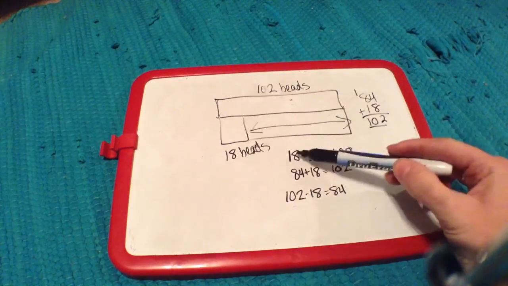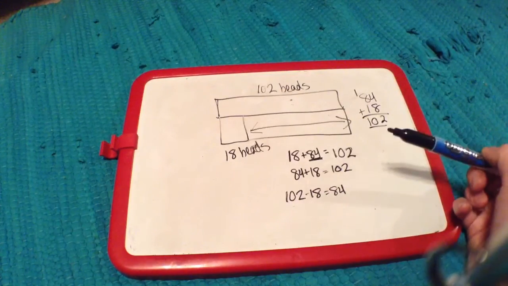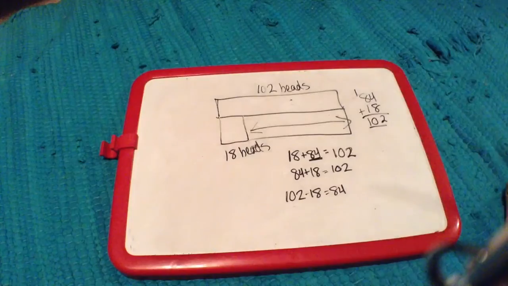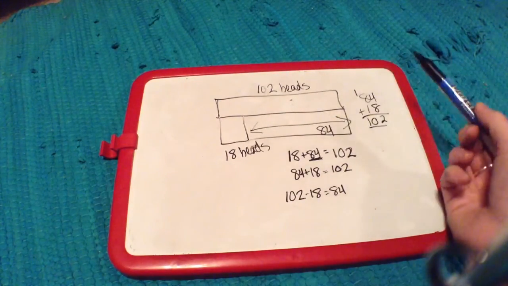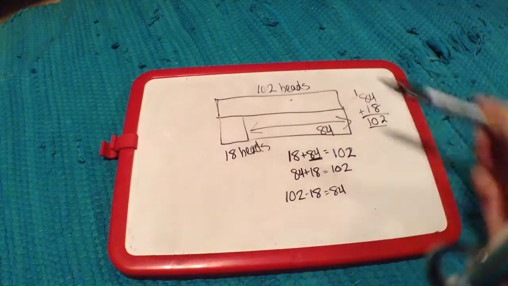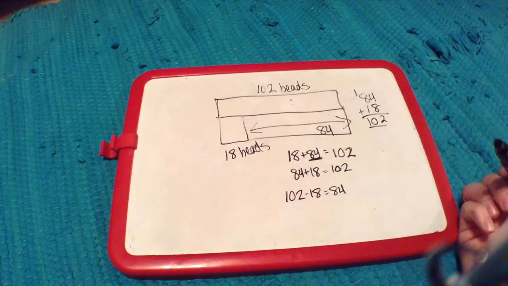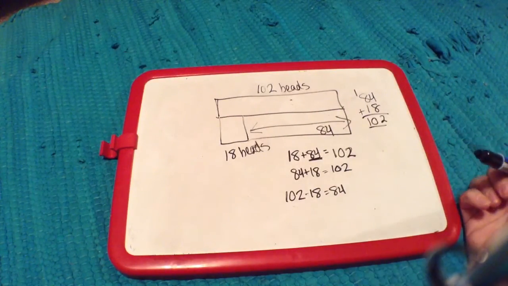Now, we flipped our add-ins here. 18 plus 84 is 102. 18 and 84. Let me go ahead and write that in so you can get the visual. And 84 and 18 is 102. So either way, you can flip-flop the add-ins and it's going to give you 102.